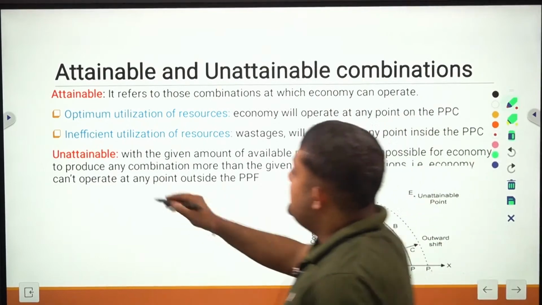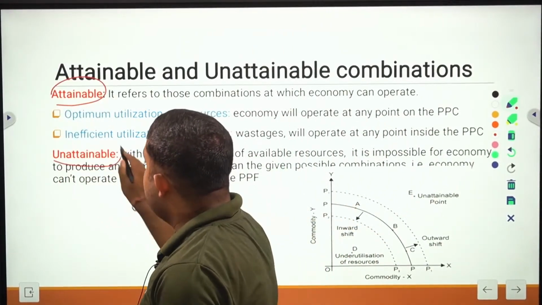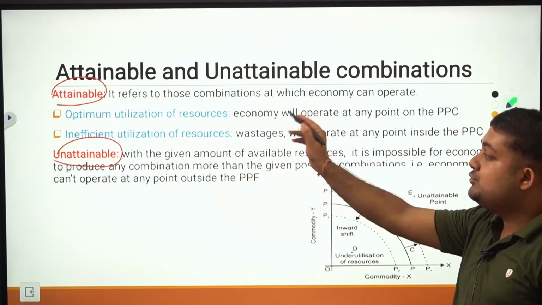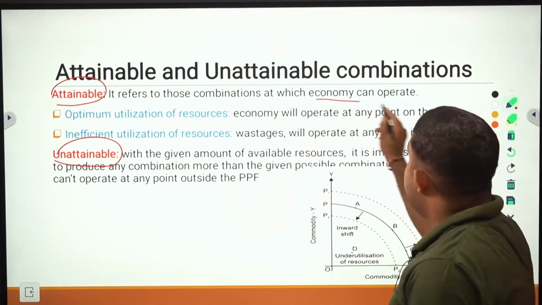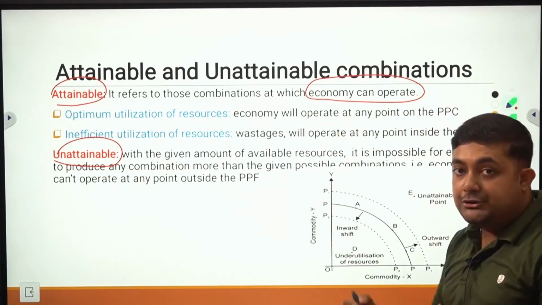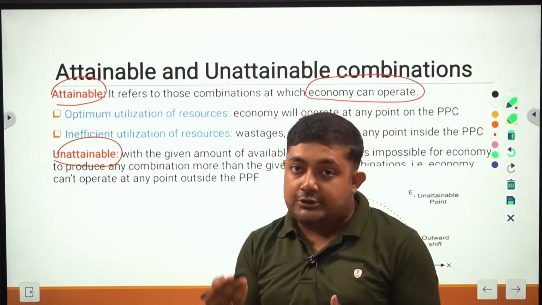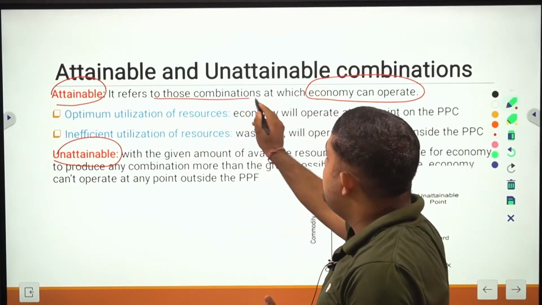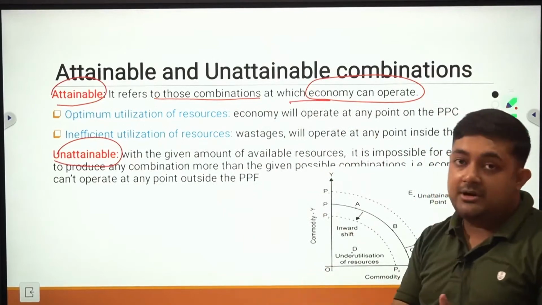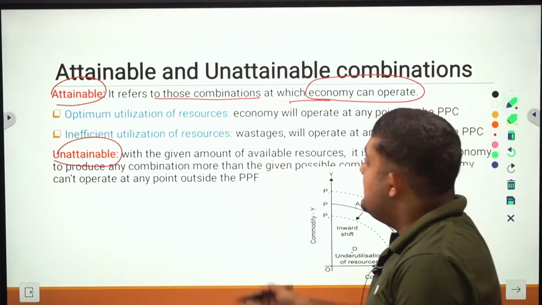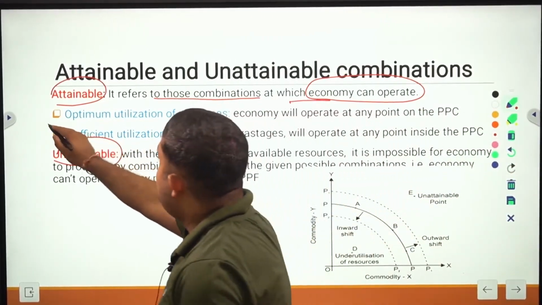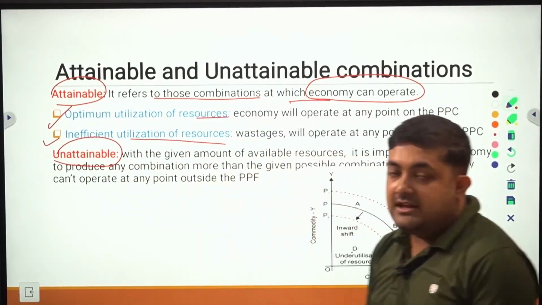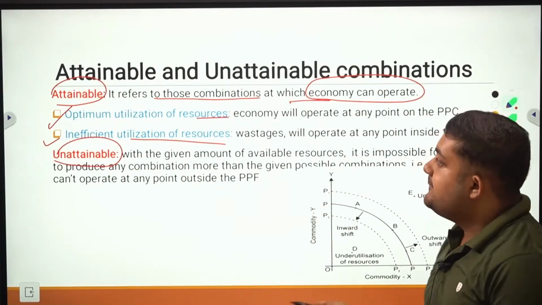So attainable combinations ki koa hoy aru unattainable combinations ka koa hoy saiba. Attainable refers to those combinations at which the economy can operate, jot amar orthoনীতিটো আমি চলাব পাৰো ঠিক আছে. So basically in that sense it refers to those combinations at which the economy can be operable. So yate amar dui rokomor ase, eta hol optimum utilization of resources aru inefficient utilization of resources, ta mane which is possible.